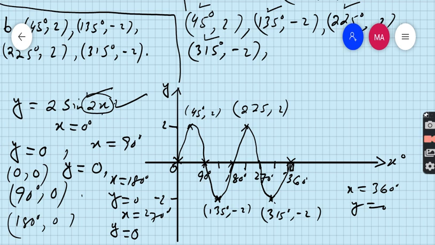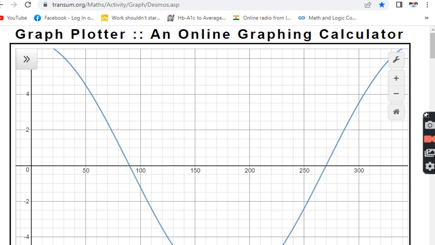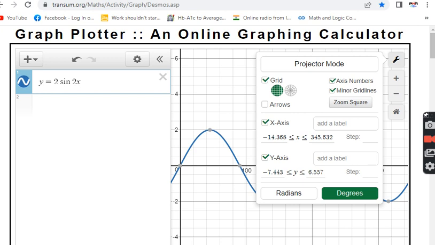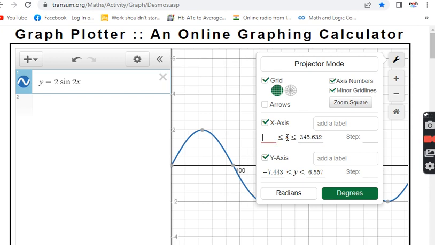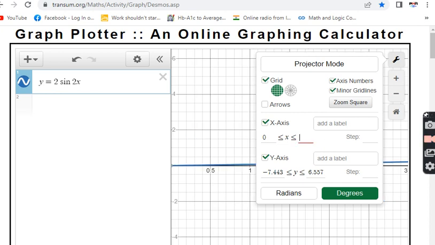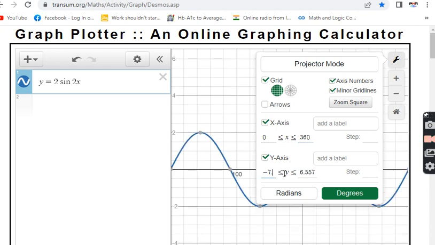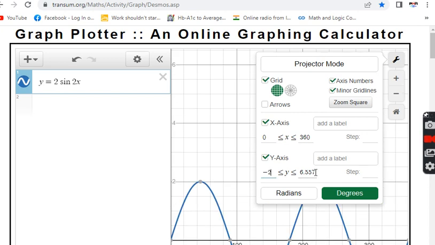And if I plot y is equal to 2 sine 2x on our graphing software, y is equal to 2 sine 2x, the value of x from 0 to 360 degree, and the value of y from -2 to 2.